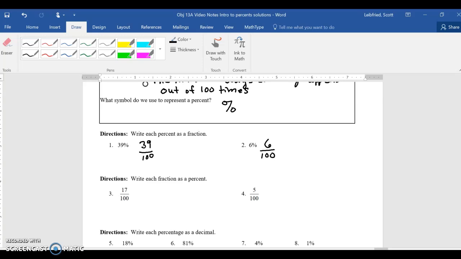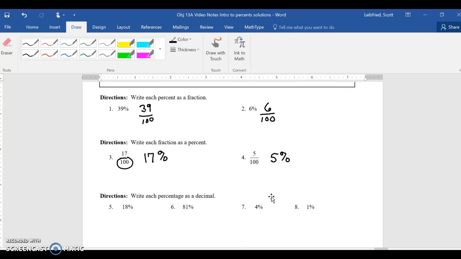Now let's move on down to the next problem. The next problem says write each fraction as a percent. So in 3 and 4 we have to take the fraction, which basically says something happened 17 times out of 100, and we have to write it as a percent. So we just simply take the top number, 17, and we put a percent on there. As long as this bottom number is 100, it really is easy to write it as a percent. Try number 4, 5 over 100. Well, that would be 5%.